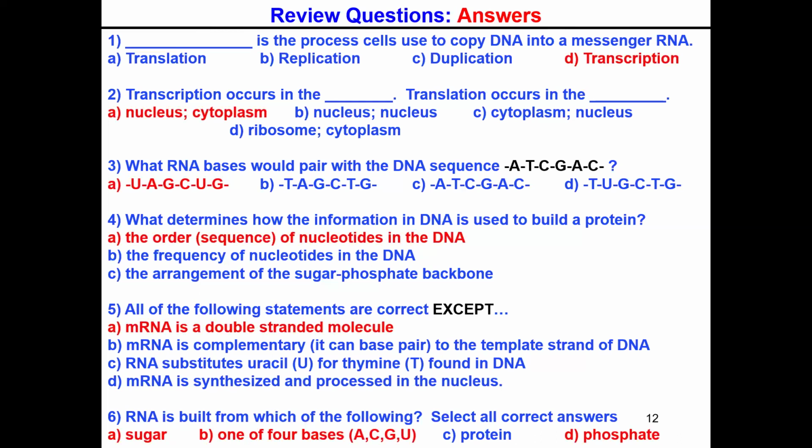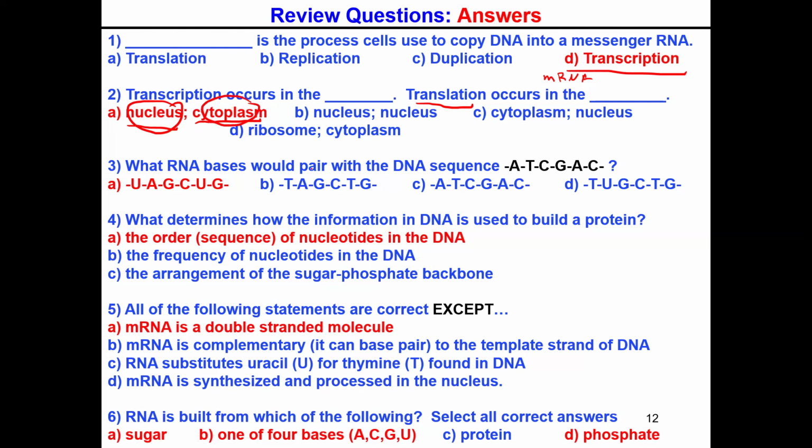All right, welcome back. So let's go ahead and quickly look at some of these questions. Number 1, blank is the process cells use to copy DNA into a messenger RNA. So this is going to be transcription. Remember, you're transcribing or writing down a message because we're using our mRNA. Transcription occurs in the blank, so it's going to be the nucleus, and then it's going to be transported to the cytoplasm. That's where translation is going to happen. So transcription is going to be the nucleus, and then translation is happening in the cytoplasm.